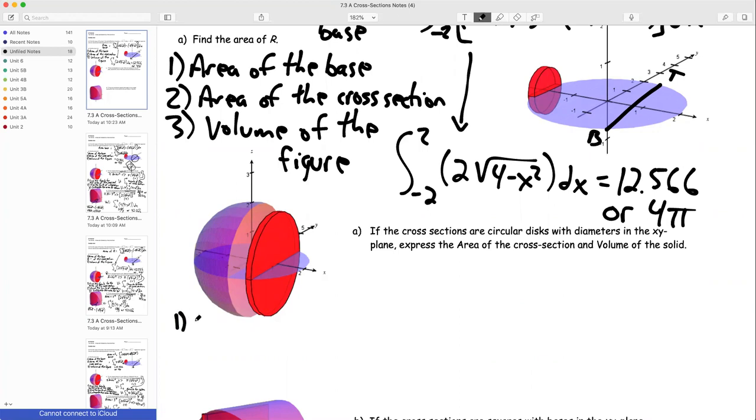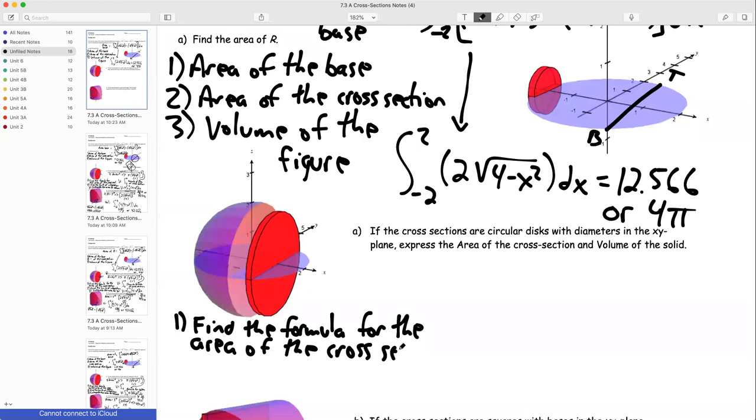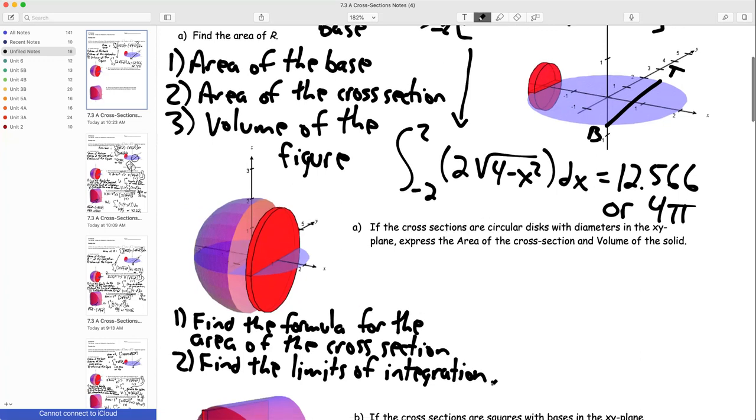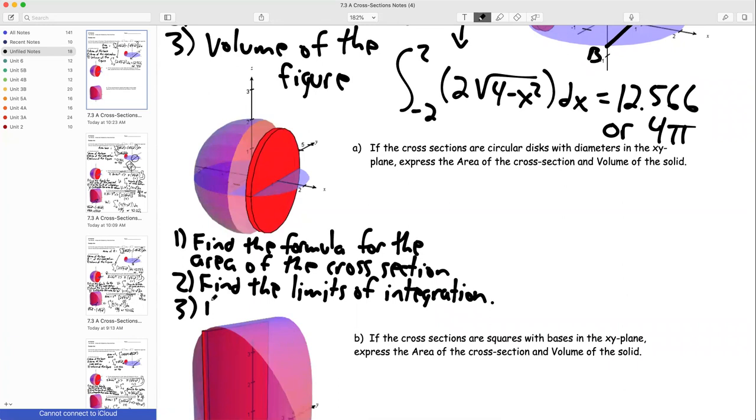Number one, find the formula for the area of the cross section. Number two, find the limits of integration. Number three, integrate the area for volume.